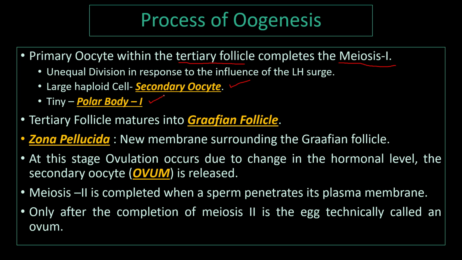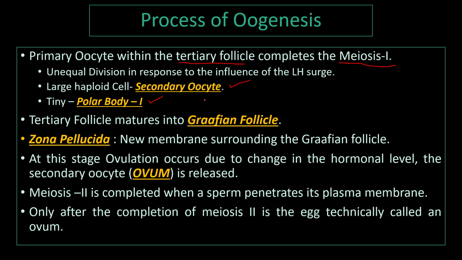Now the tertiary follicle that has developed, right, till now we talked about the tertiary follicle, remember two things are going on simultaneously. One is the follicular development, and inside that the oocyte development. So the primary oocyte completed its meiosis 1 and gave the secondary oocyte. Now outside the secondary oocyte is the tertiary follicle.